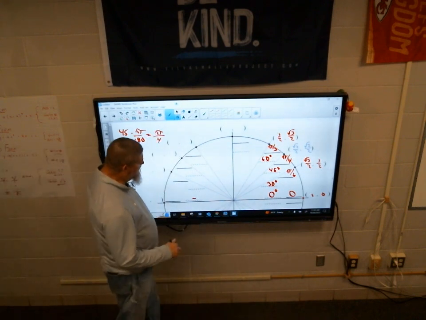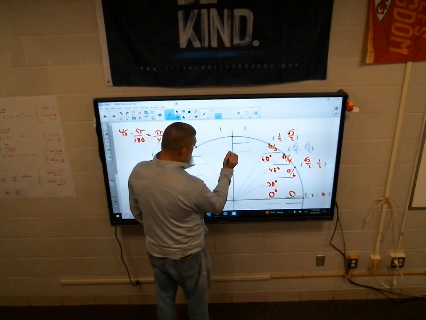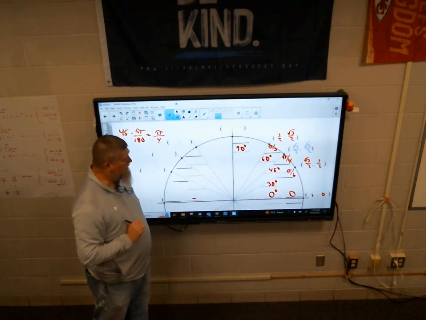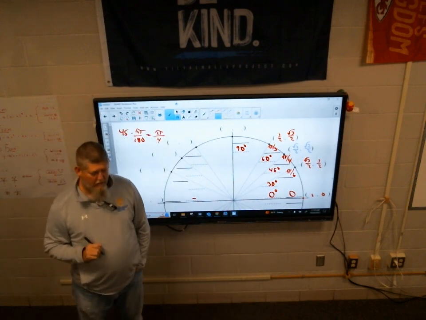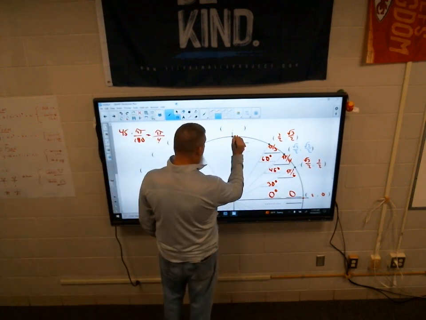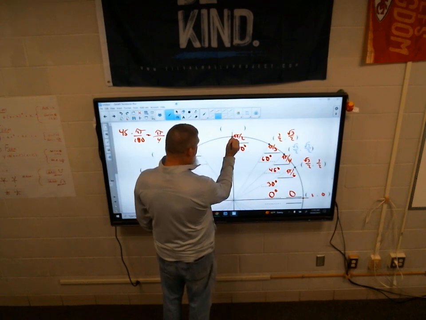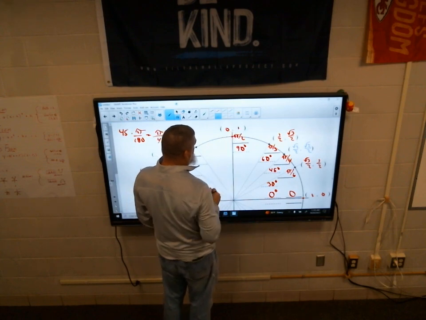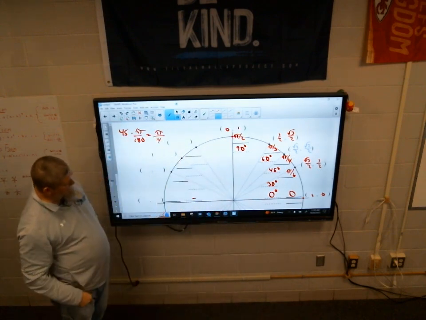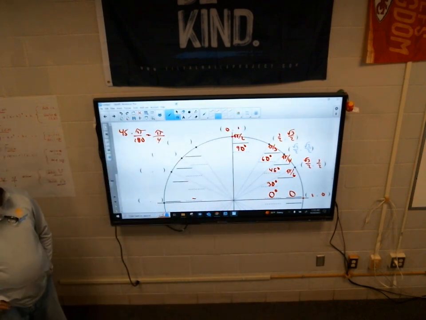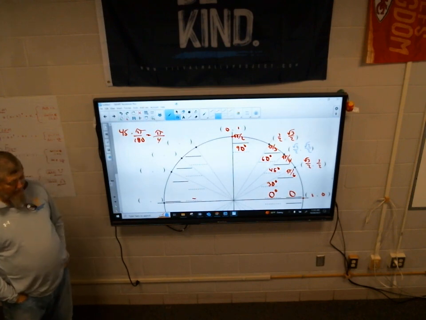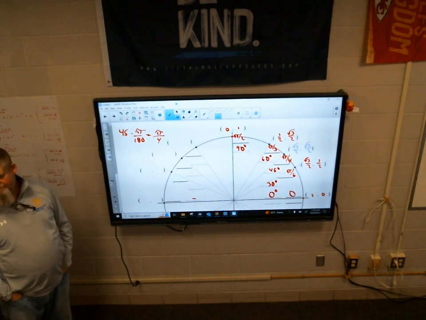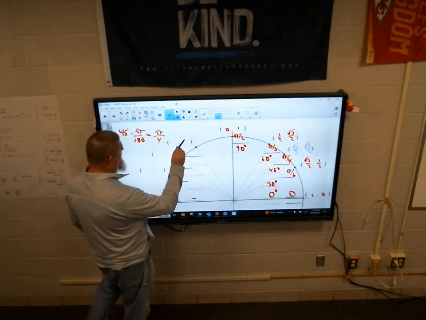All right, this last one up here, let me go back to red. We know this is to be 90 degrees. What's 90 degrees in radians? Pi over 2. And what's my ordered pair right here? 0, 1. And there's the first quadrant of the unit circle. Now, if you know the first quadrant, you know all 4 of them.